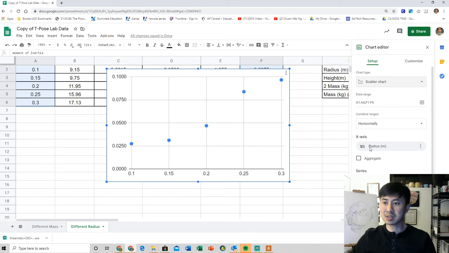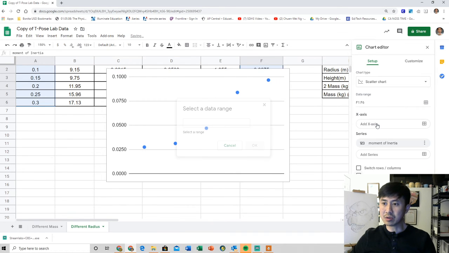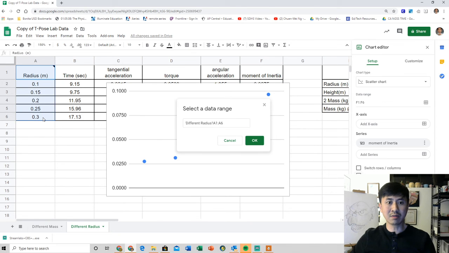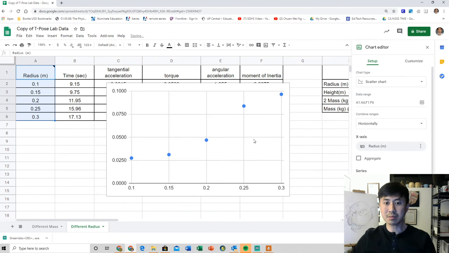Let's just make sure the x-axis is the radius. Sometimes it's not there. So you might need to go click on the x-axis, select the data range, and then click on everything, including the title. Right, that solves a lot of things. Right, so here, this looks okay, but it doesn't look super exponential.